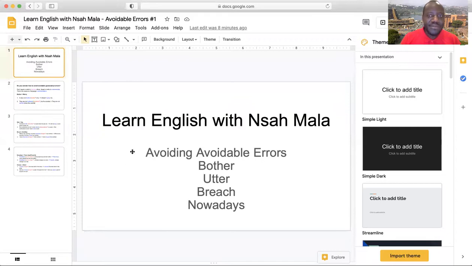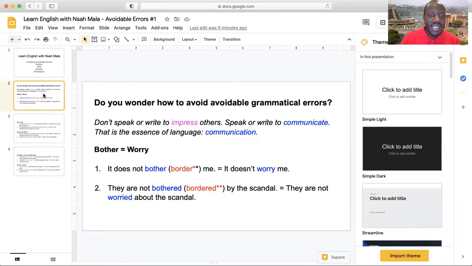Yes, here we go. The point of today's discussion is how to avoid avoidable grammatical errors. And I've seen that many people, when they speak and when they write English, make a lot of mistakes, not because they came naturally, but because people are struggling to impress, to prove that they know a lot of English.